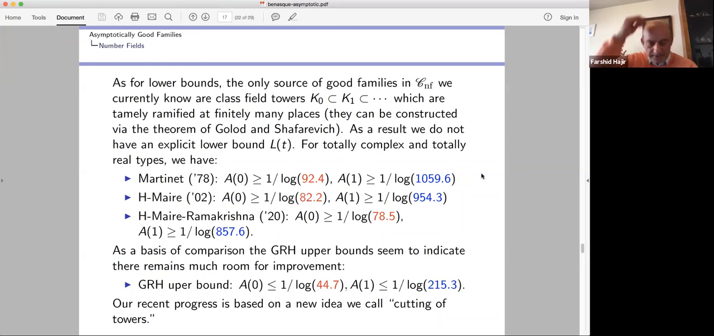And these improvements from the paper with Ravi and Christian are based on a new technique we call cutting of towers. And if there's time, I'll try to come back to that.